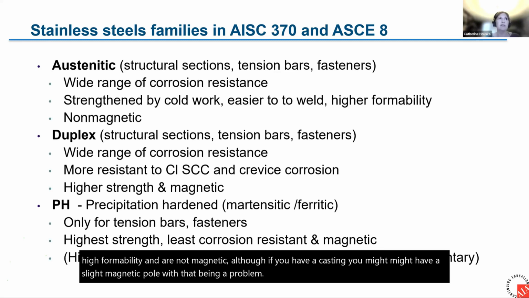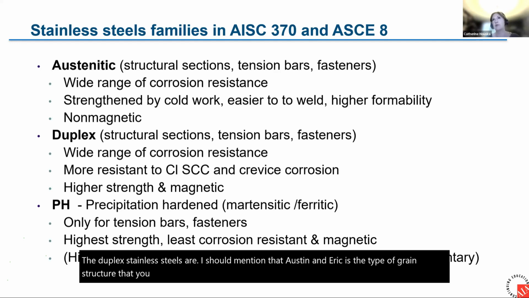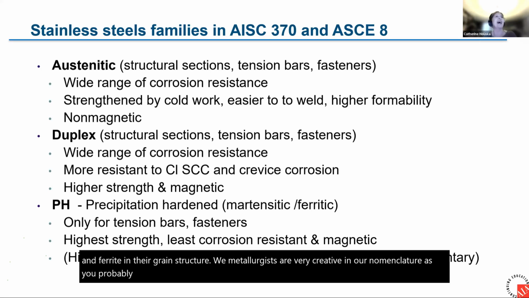The duplex stainless steels are, I should mention that austenitic is the type of grain structure that you have with those steels. The duplex stainless steels have a mixture of austenite and ferrite in their grain structure. We metallurgists are very creative in our nomenclature, as you probably can tell. So the duplexes give you a wide range of corrosion resistance as well.